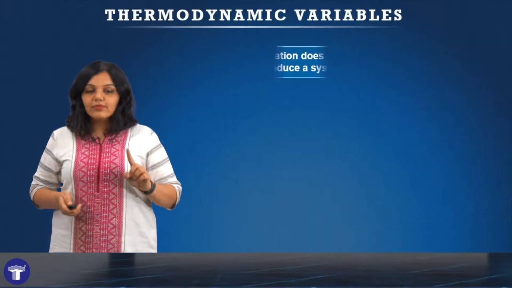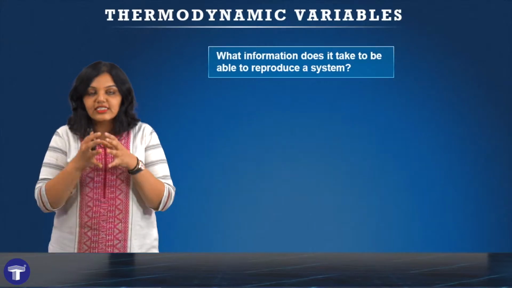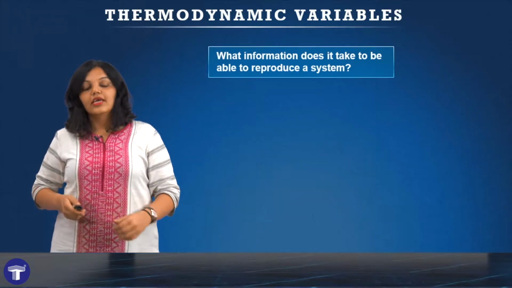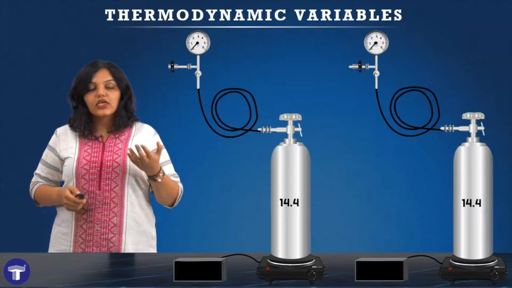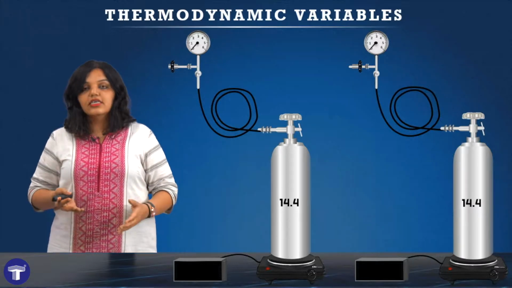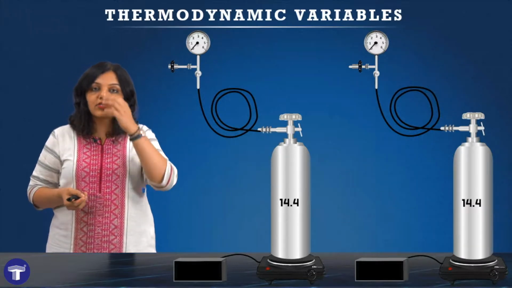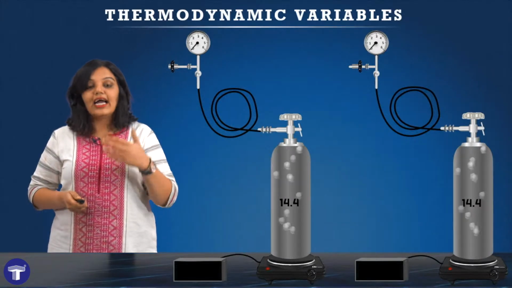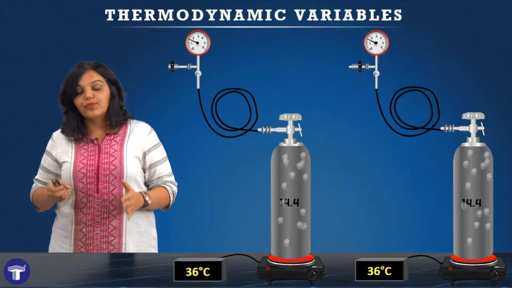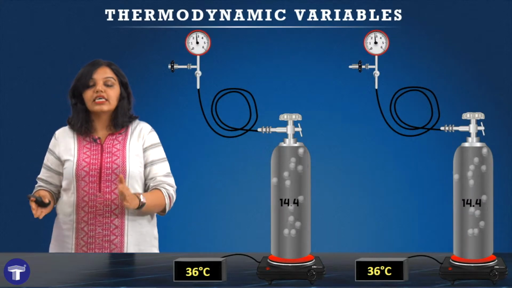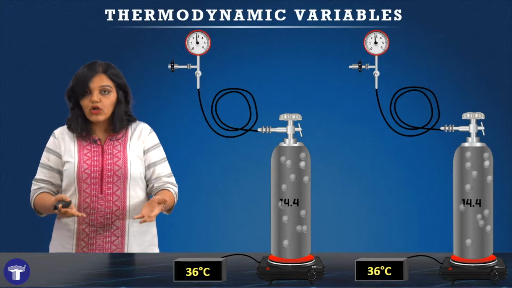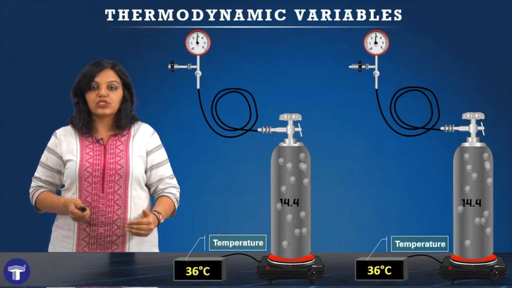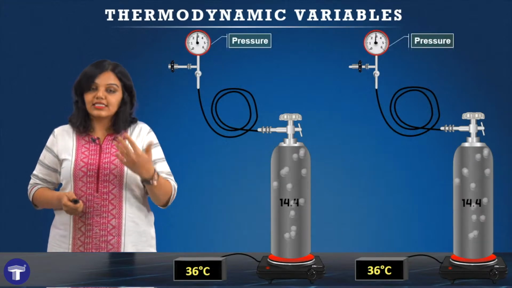Now, the next important question to ask is what information is needed to be able to reproduce a system, that is, to make a copy of the system. To understand this, let's take an example. Here I have a cylinder, let's say an oxygen cylinder, and it's written that the volume of the cylinder is 14.4 liters. Now, this cylinder is being filled with oxygen at a certain temperature and at a certain pressure. In order to make a copy of this system, I will take another oxygen cylinder which has the same volume because it has the same shape, and I will also fill oxygen inside this at the same temperature, same pressure, and of course it has the same volume.